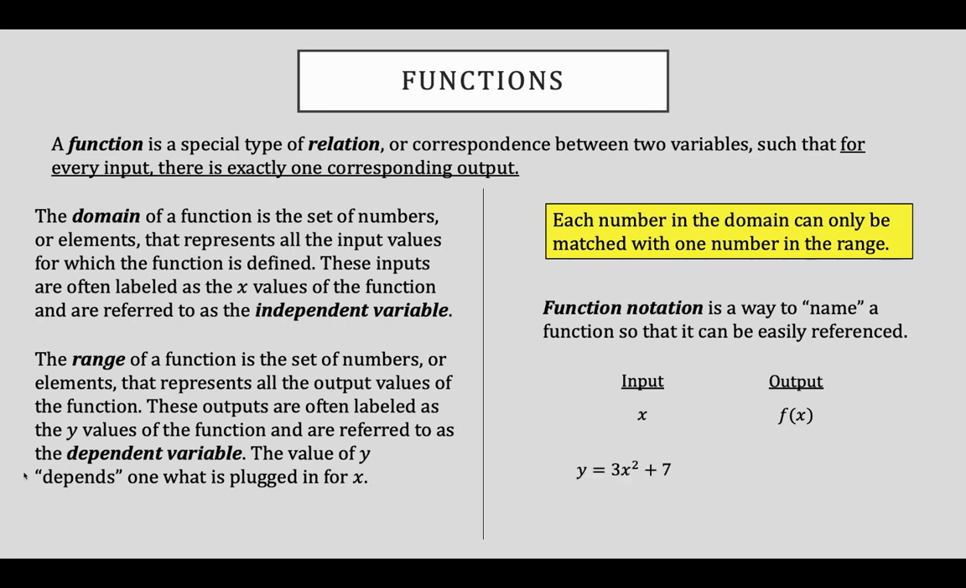So here we have an equation. This is a nice quadratic equation, y equals 3x squared plus 7. Function notation simply means that instead of writing y, we are going to replace our y with f of x. f of x is equal to 3x squared plus 7 would be the function notation.